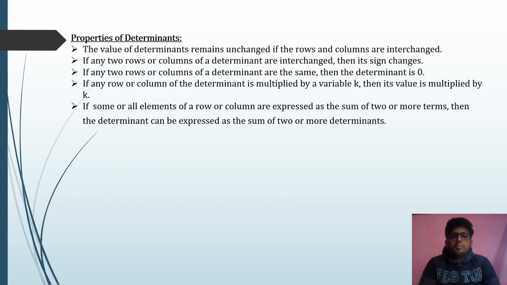So here you can see there are some properties of determinants. If the rows and columns are interchanged, the value of the determinant remains unchanged. And if any two rows or columns are interchanged, then only its sign is changed. If any two rows or columns of a determinant are the same, then the determinant value is 0. You can learn about that in your graduation. There is a term called rank of the matrix. And if any row or column of the determinant is multiplied by a variable k, then the value is multiplied by variable k. And if some or all elements of a row or column are expressed as the sum of two or more terms, then the determinant can be expressed as the sum of two or more determinants.